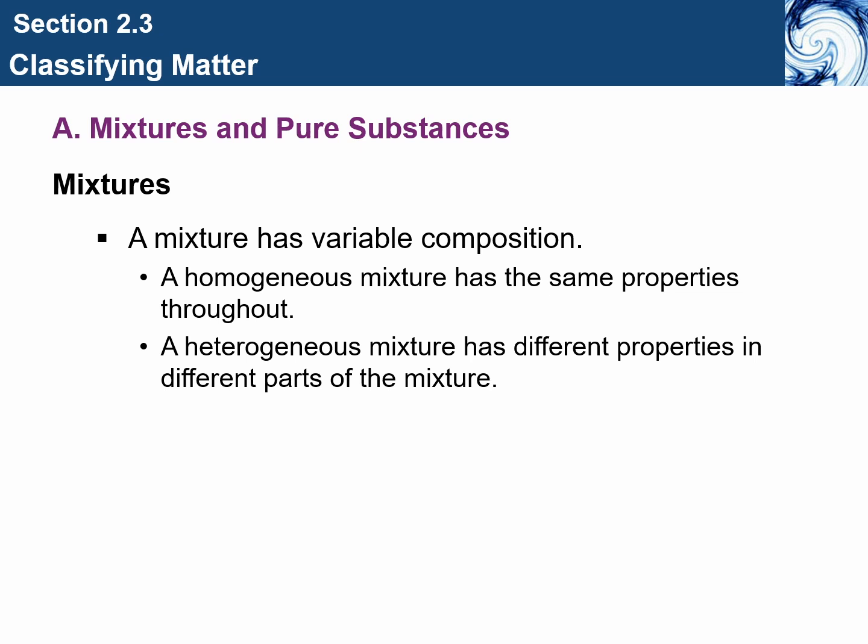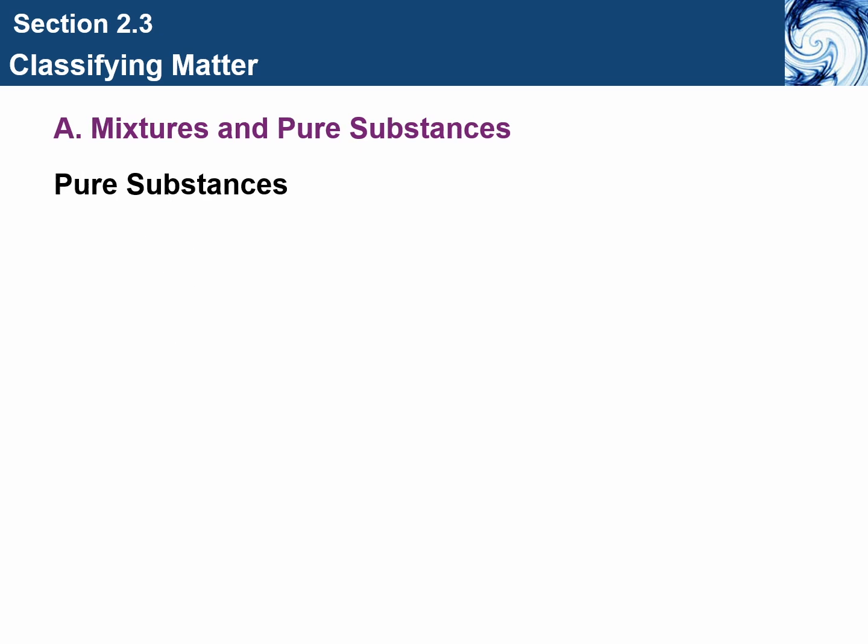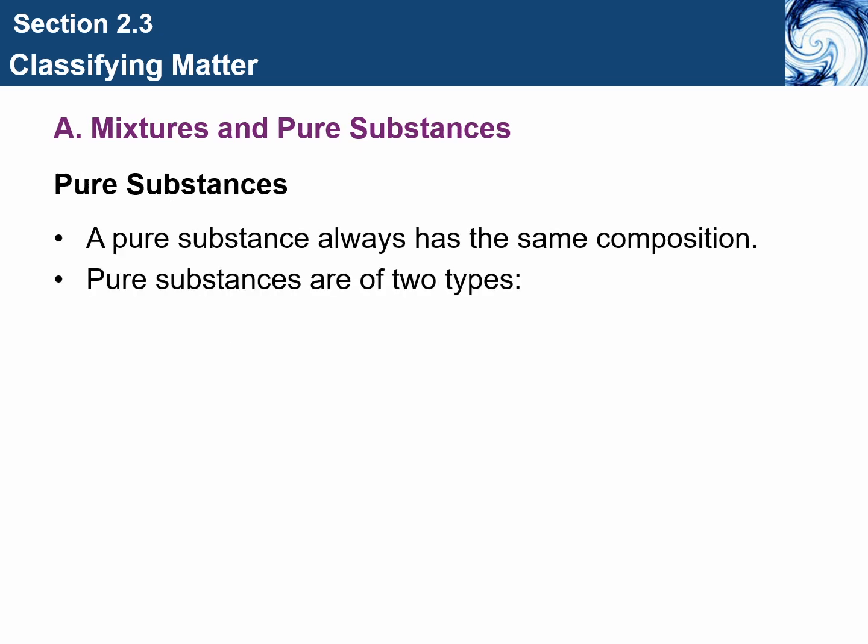Heterogeneous mixtures have different properties in different parts of the mixture. Its composition is not uniform from place to place. In both cases, the substances are physically combined rather than chemically joined into a pure substance. Because the components keep their own identities, mixtures can be separated using physical properties and methods. Pure substance. A pure substance always has the same composition.